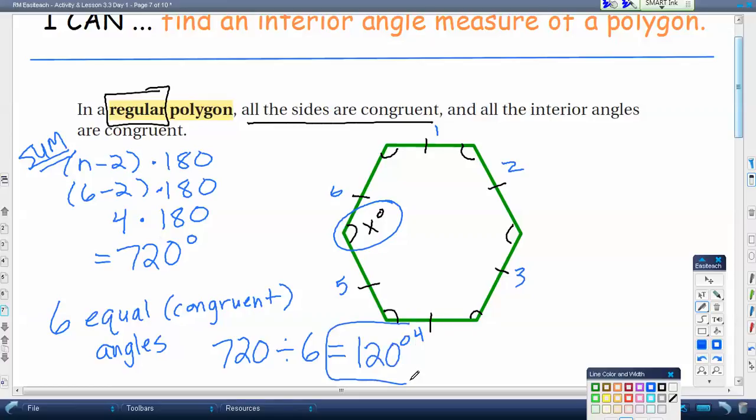So in a hexagon, all of the angles added together equals 720 degrees. If there are 6 equal angles, each one of them is 120 degrees. This angle is 120, this angle is 120, this angle is 120, this angle is 120, this is 120, and this is 120. So that's how you can find the sum of the interior angle measures of any polygon simply by knowing the number of sides. You can also use that information to find missing angles or missing information.